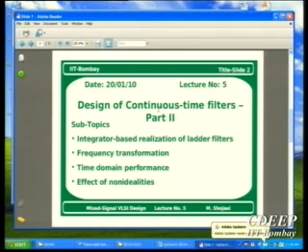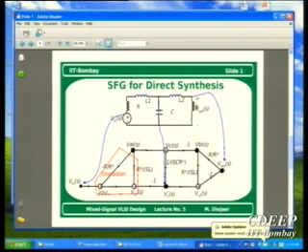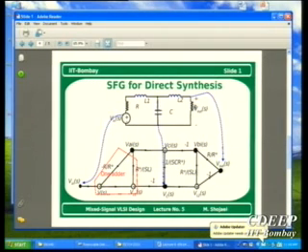Then we will talk about frequency transformation that we didn't have time to talk about last time, how to convert the low pass to band pass and other types of filters, and then how frequency performance is translated to time domain performance, and then how non-idealities, for example limited Q and variation of components, will affect the performance of the filter. So here I am starting from the point that we were at last time.